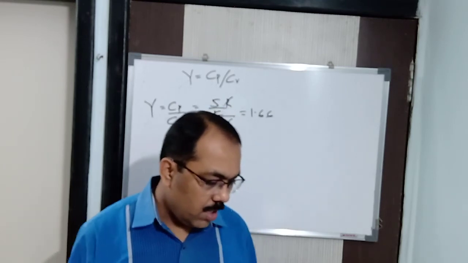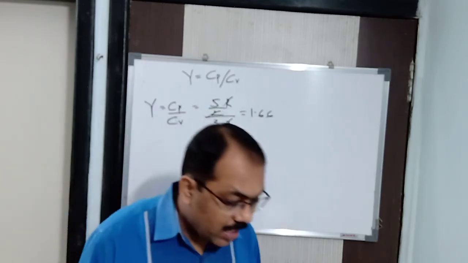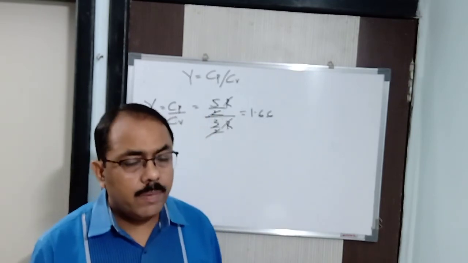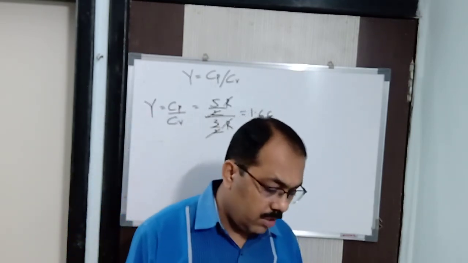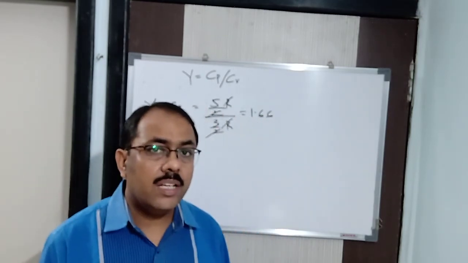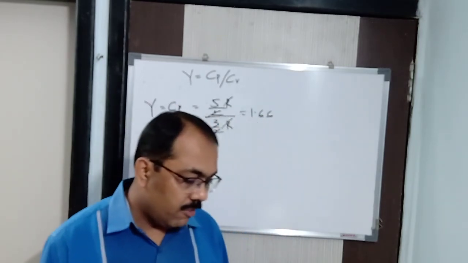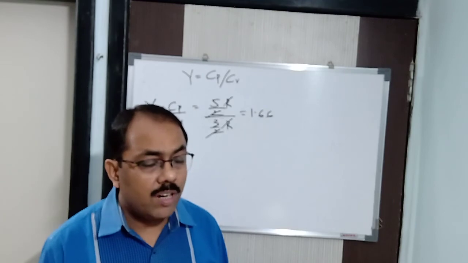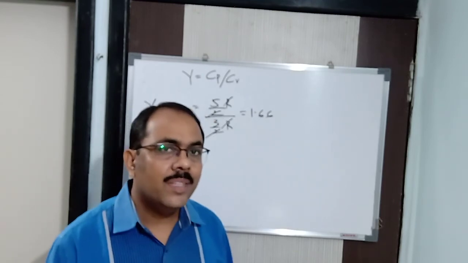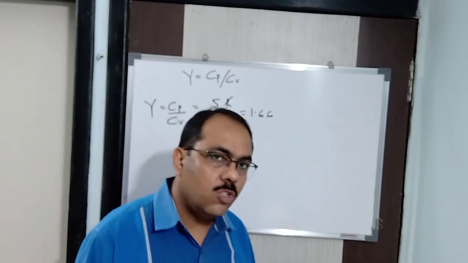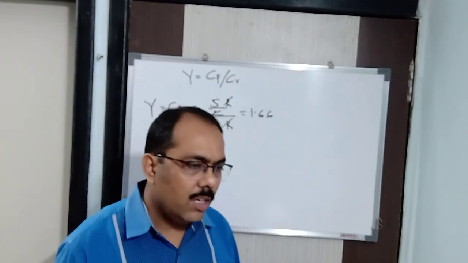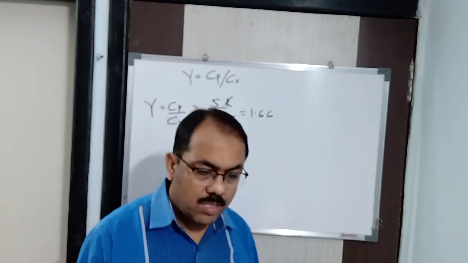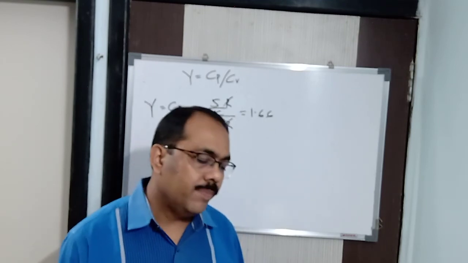Fine. Now next, where do we get 5 by 2 R? Now 3 by 2 RT and another 2 into half RT, that is we will be getting 5 by 2 RT. Now why is it 2 into half RT? Because for a diatomic molecule, twice of half RT is being added. Clear?